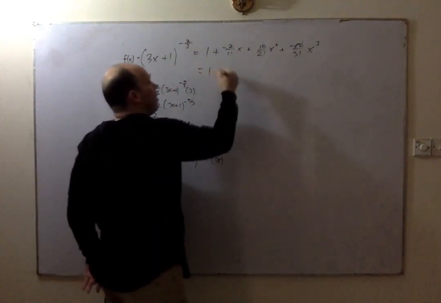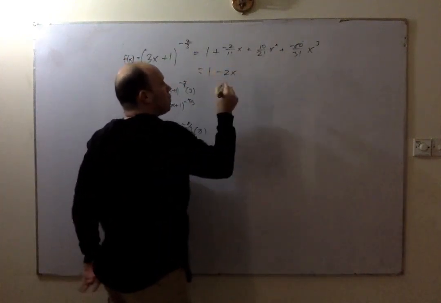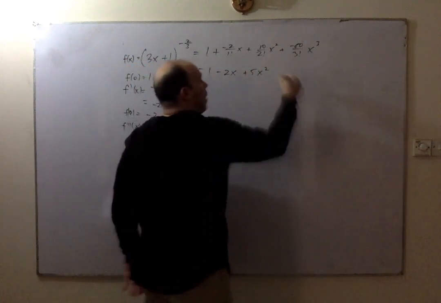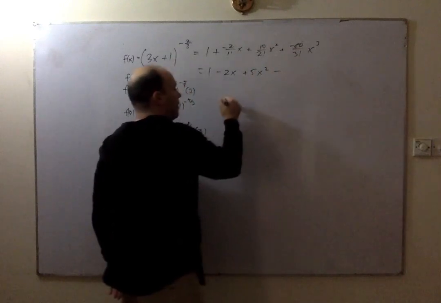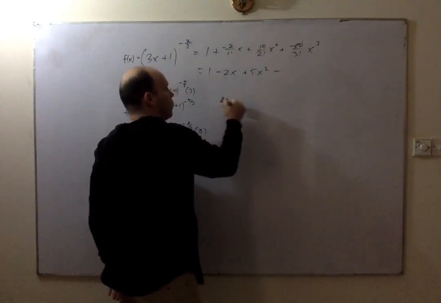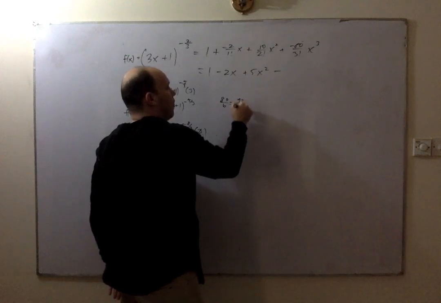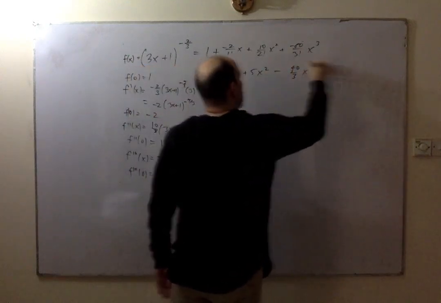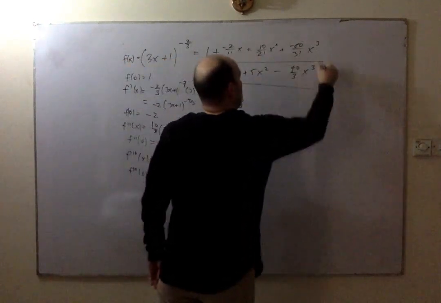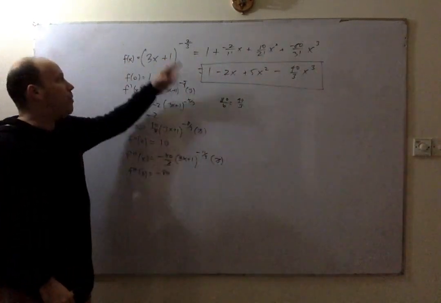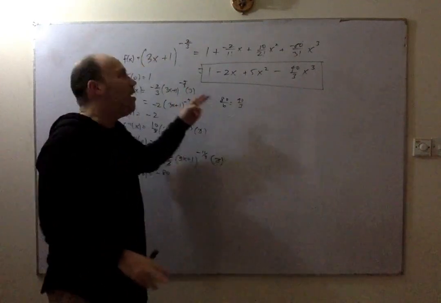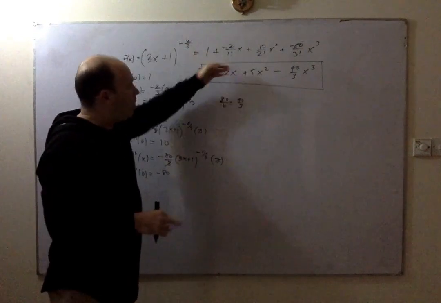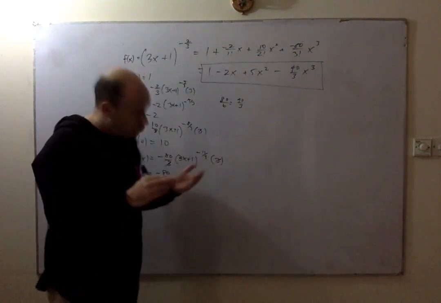And let's fix this up. We have 1 minus 2x plus 5x squared minus, well, what do we have? 80 over 6, that's 40 over 3. Okay, so it's 40 over 3 x cubed. And this is the expansion from chapter 1 of 3x plus 1 raised to the negative 2/3 power using Maclaurin series. Sounds good.